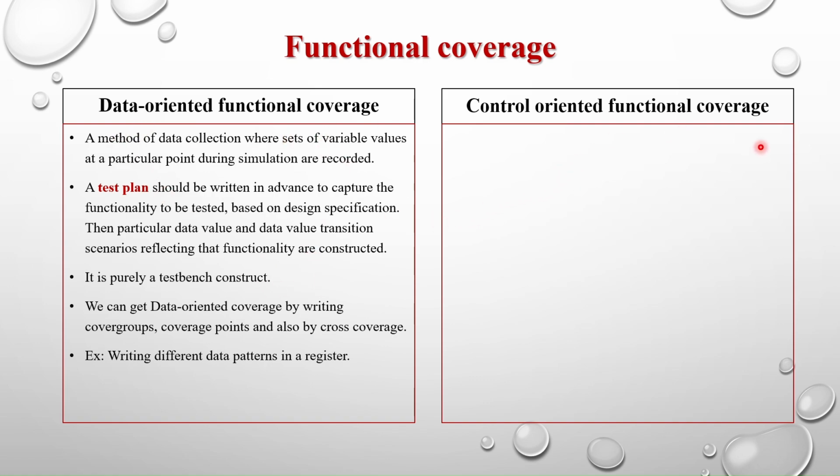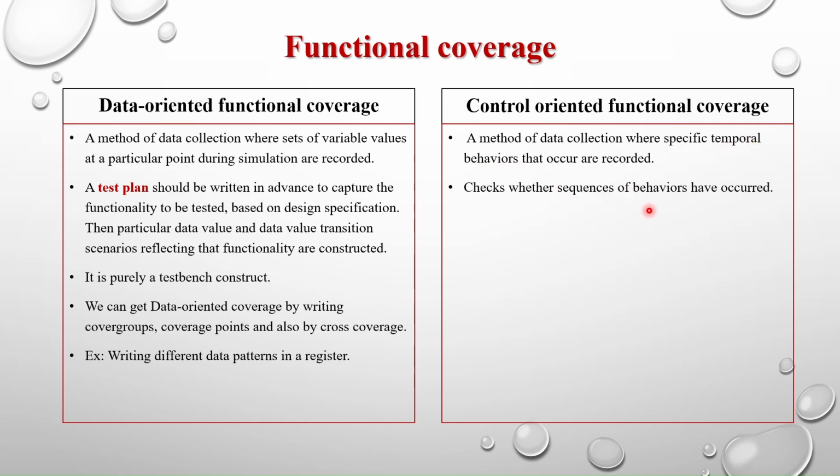And control oriented functional coverage means a method of data collection where specific temporal behaviors that occur are recorded. So here we will check the temporal behavior of the design. What is this temporal behavior? Temporal behavior in the sense when time is involved, or when clock cycles or time period is involved, that is nothing but temporal behavior. So here we will check whether the sequences of behaviors have occurred. Sequences means what? A list of expressions that spread over one or more clock cycles. So when the sequence is spread over one or more clock cycles, that is called temporal behavior, right?